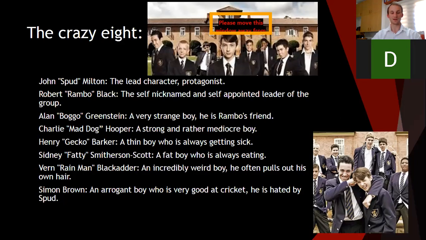Vern Rainman Blackadder is an incredibly weird boy, as you boys would have found out in the novel so far. He often pulls out his own hair. And then Simon Brown is an arrogant boy who we've always found is very good at cricket. So all the cricketers, you would be warm to this character, and he is hated by Spud.